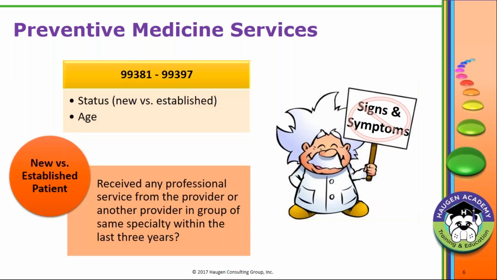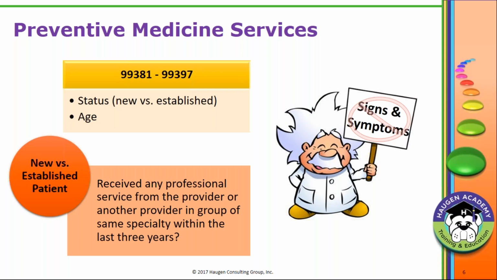So let's start with the preventive medicine visits, and these are in your CPT book as 99381 all the way through 99397. They are based on the status of the patient, that is new versus established, and then the age. So you'll see different age brackets when you're looking at those patients, and it goes all the way from newborn up to 65 and older. So just remember that these are going to be non-covered for Medicare patients.